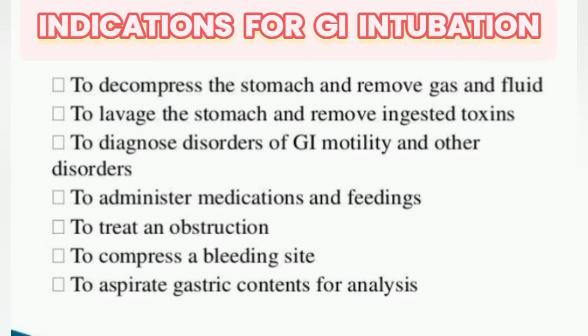Other indications for GI intubation include decompressing the stomach, removing gas and fluid particles from the stomach. It helps to remove ingested toxins that are released into the stomach. It helps to diagnose disorders of GI motility and other kinds of disorders. It helps in administering medications and feeding, and to treat any kind of obstruction or blockage. Already I have discussed. To compress a bleeding site, to aspirate gastric contents for analysis, we can use GI intubation.